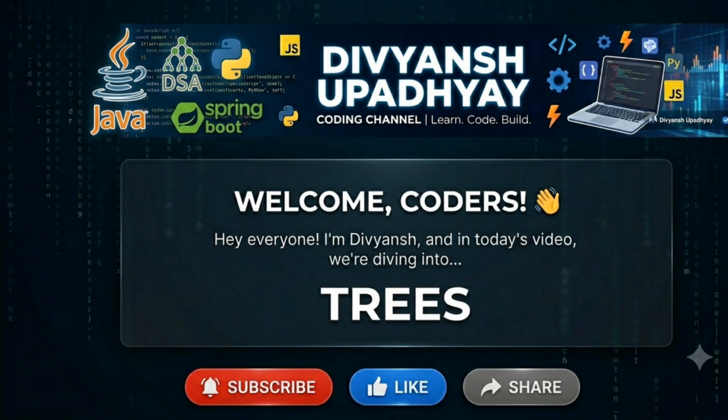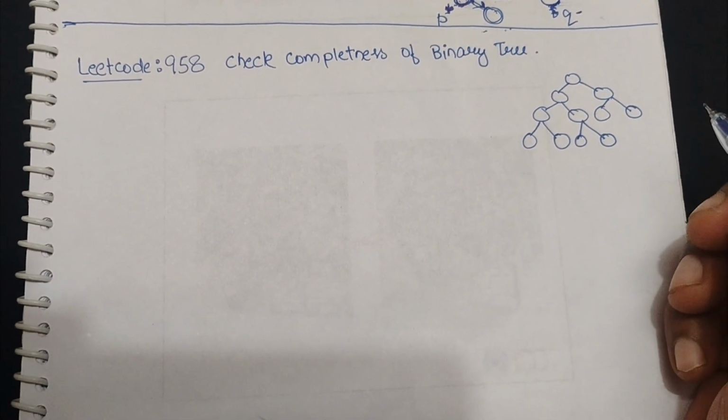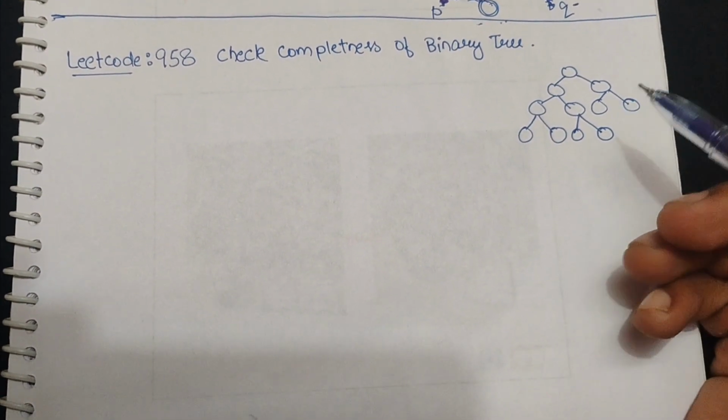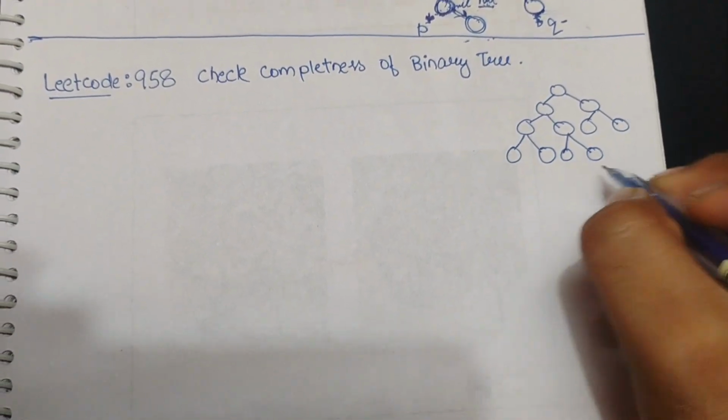Here in this video we will solve one LeetCode problem, that is 958, Check Completeness of a Binary Tree. I'll start with describing the problem statement. What it says: there is given a complete binary tree.